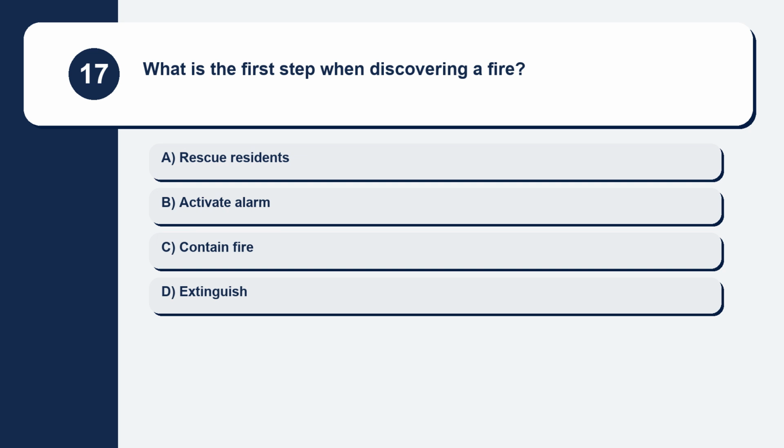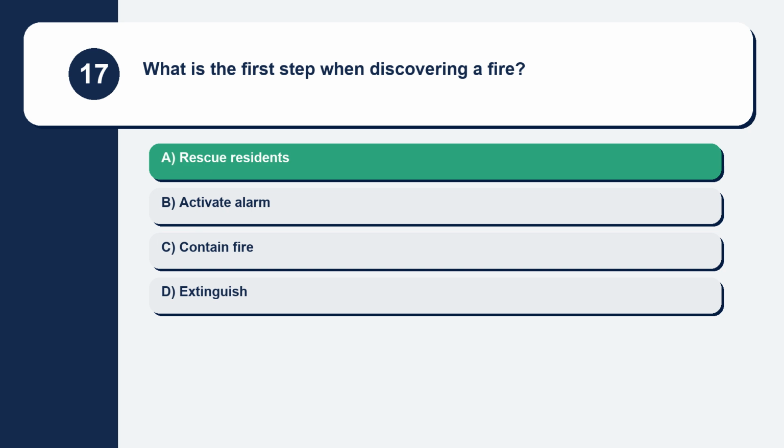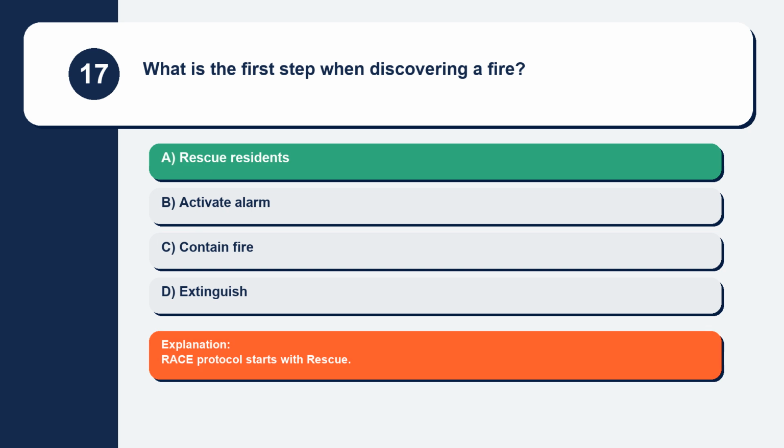Question 17. What is the first step when discovering a fire? Rescue residents, activate alarm, contain fire, or extinguish. The RACE protocol starts with rescue.